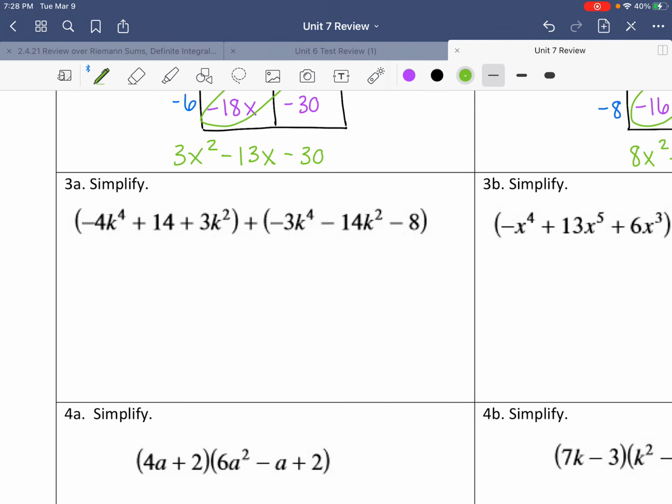All right, for 3, we're going to have another combining like terms. So I'm going to start with my highest exponent, which is this k to the 4th. So I have negative 4k to the 4th and negative 3k to the 4th. The reason we don't have to distribute on this one is because we have a plus in between instead of a minus. So I'm just going to go ahead and write these.